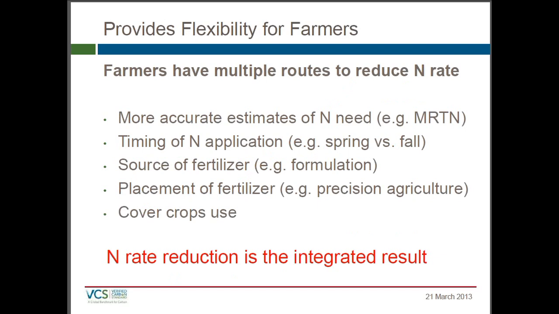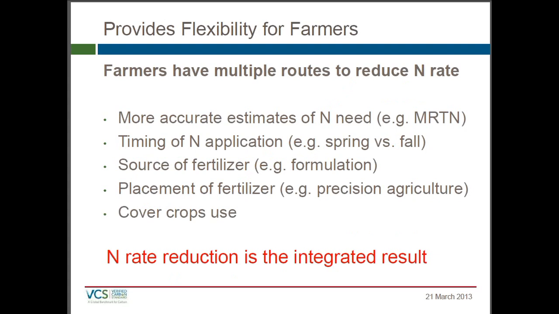In any case, ultimately the aim is to give the farmer flexibility in the choices to manage the field and to give a greater confidence and lower risk to the decision-making process for reducing nitrogen fertilizer rate. Irrespective of the choice of N management practice or practices adopted or altered, the integrated result is a lower nitrogen rate and a reduction in nitrous oxide emissions.